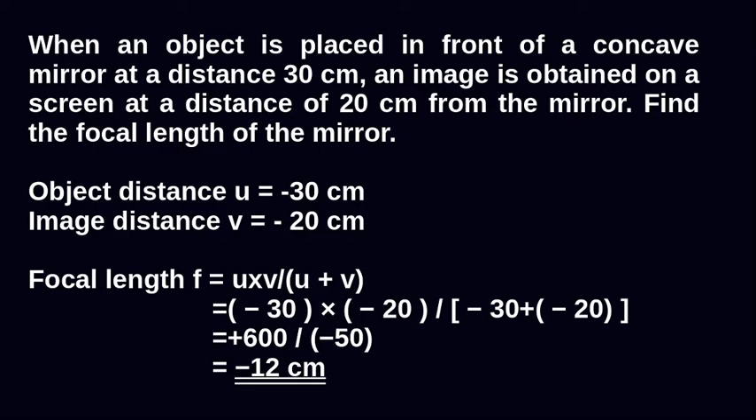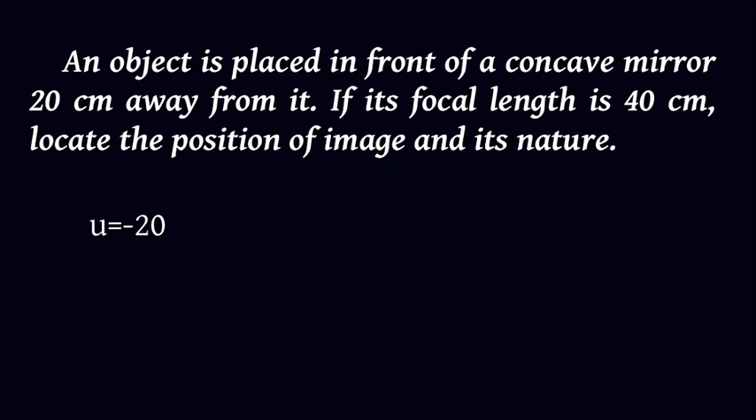Okay. So we can move to the next problem. An object is placed in front of a concave mirror 20 centimeter away from it. If its focal length is 40 centimeter, locate the position of the image and its nature. So what is given? Yes, object distance or u is equal to minus 20. Then another thing, that is focal length, that is minus 40 centimeter. Okay, then we want to find v, that is the position of image.